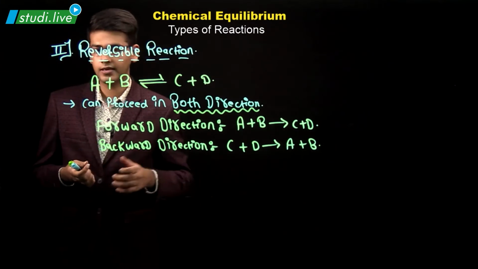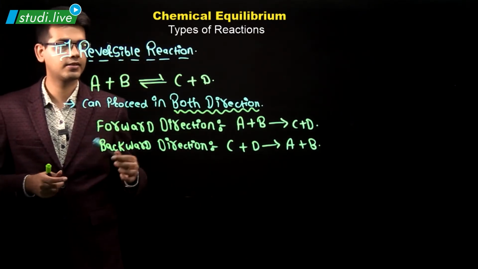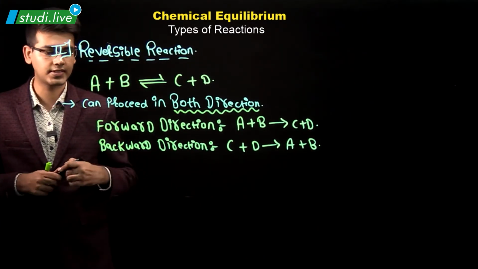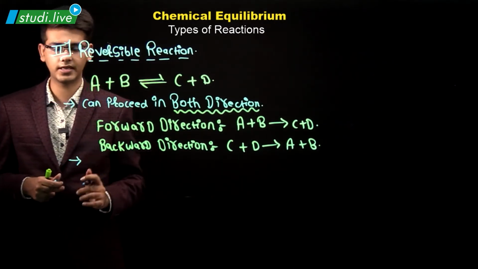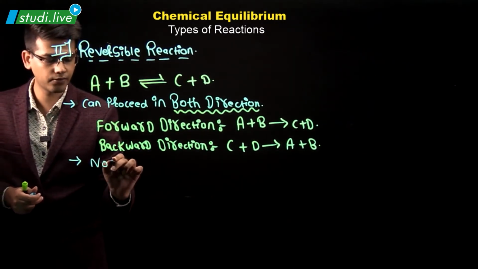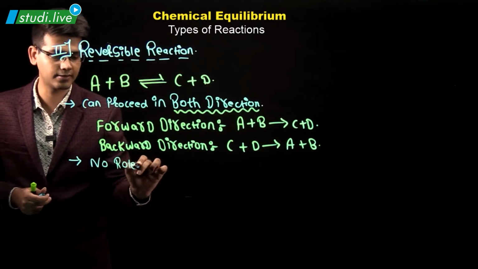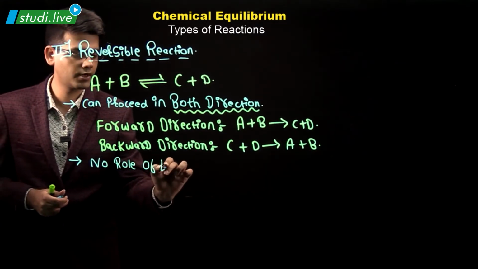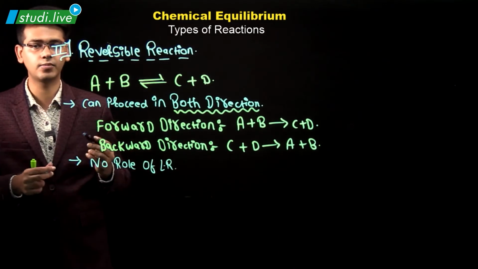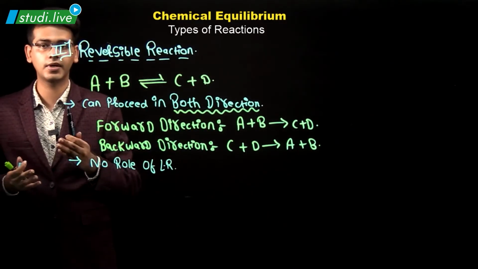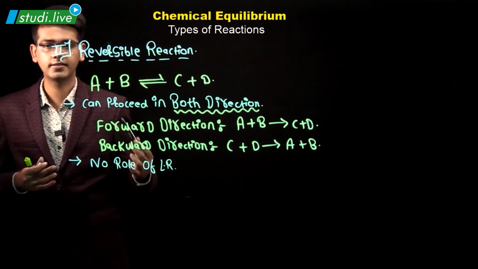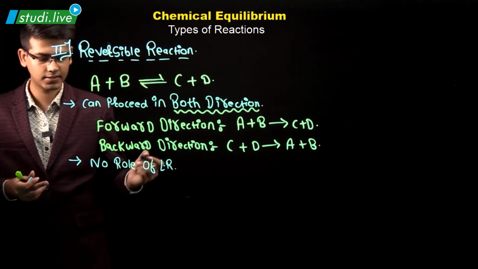Now again, let us understand some more properties with respect to reversible reactions. The second property which we can categorize with respect to a reversible reaction is that no role of limiting reagent is seen, because the reaction will be continuously going in the forward direction as well as coming in the backward direction. Hence, the role of limiting reagent will not be seen.